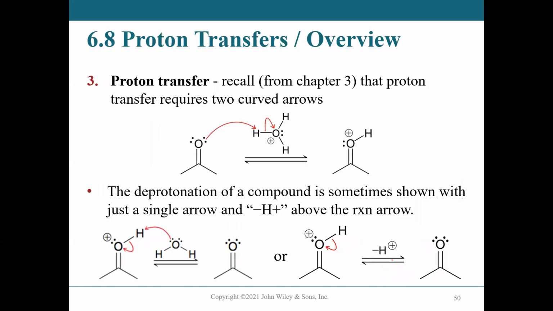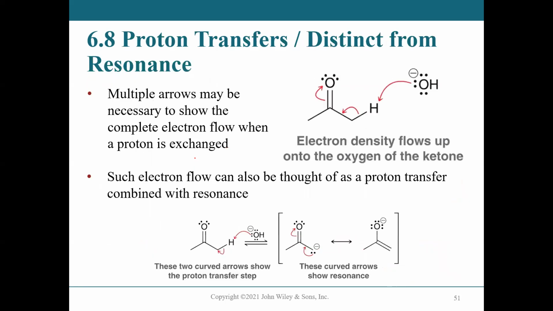We did talk about the proton transfer yesterday as well. You can see it right here. So I don't want to spend too much time on it since we did talk about it yesterday, unless you have any questions on it, then I can go over it again. It says multiple arrows may be necessary to show the complete electron flow. And we see this right here. We see 1, 2, 3 arrows right here. So they're showing multiple arrows showing the electron flow.